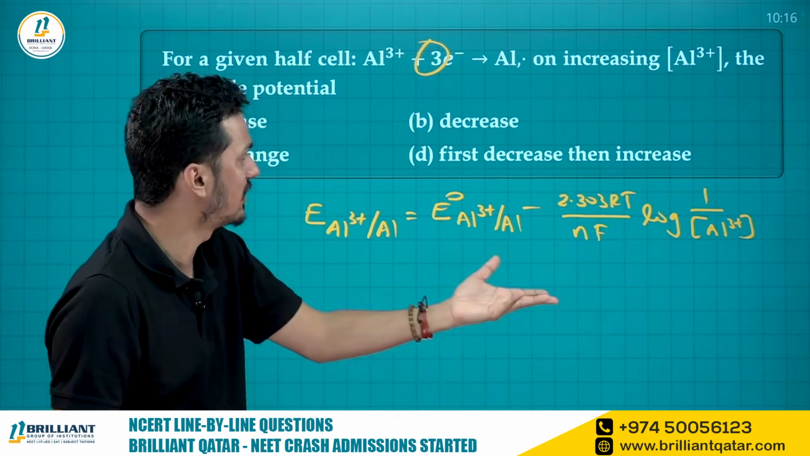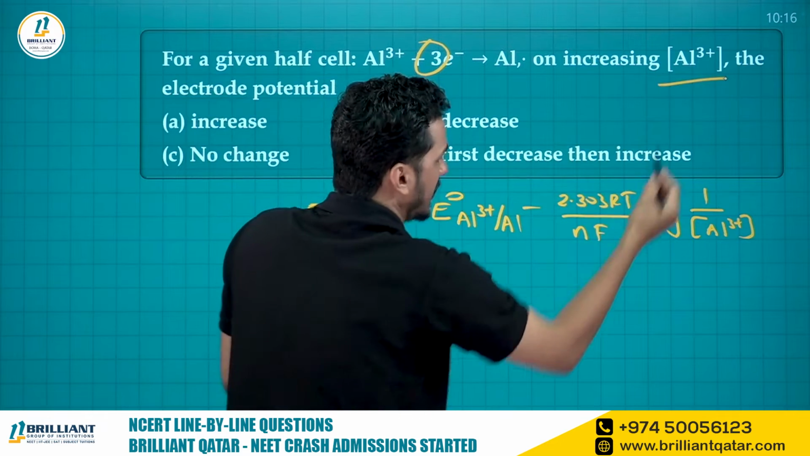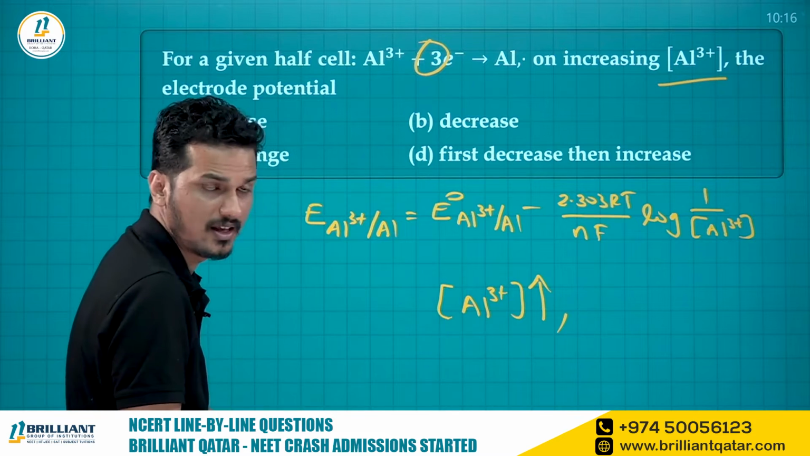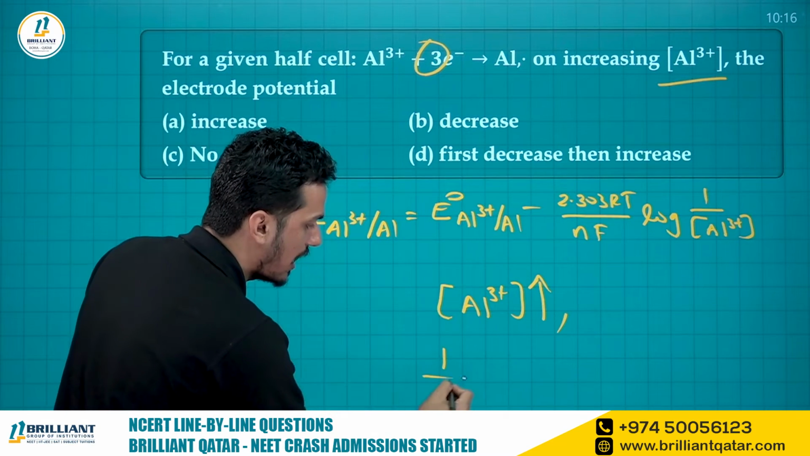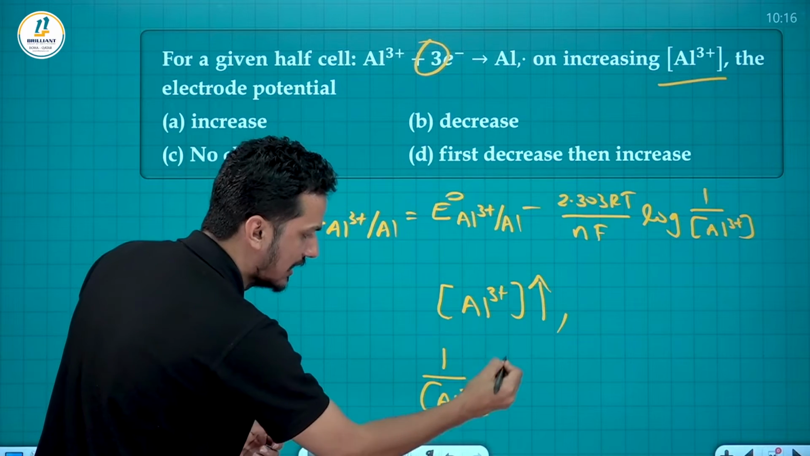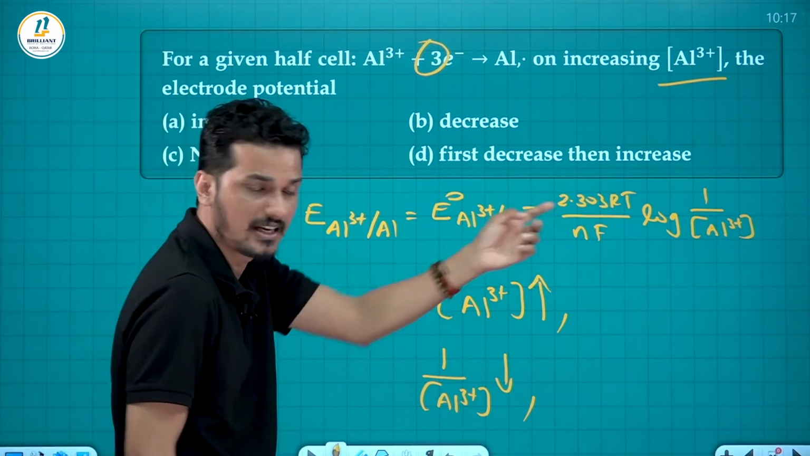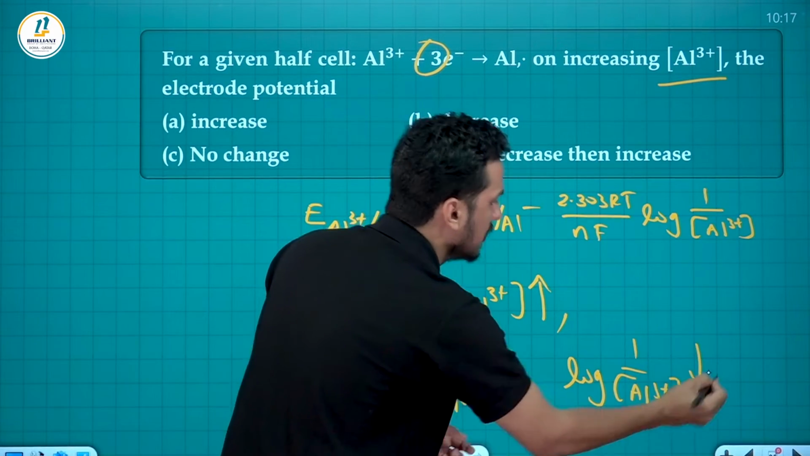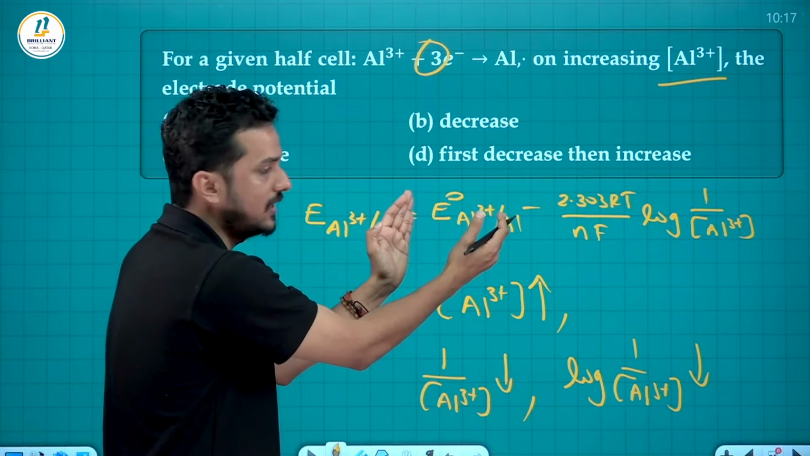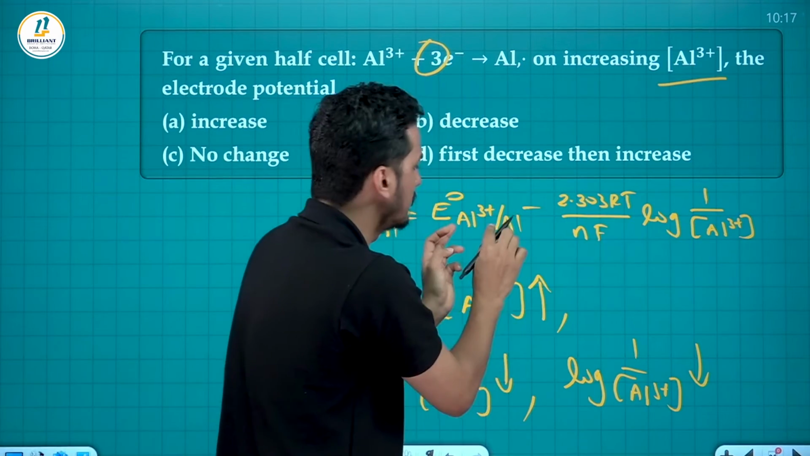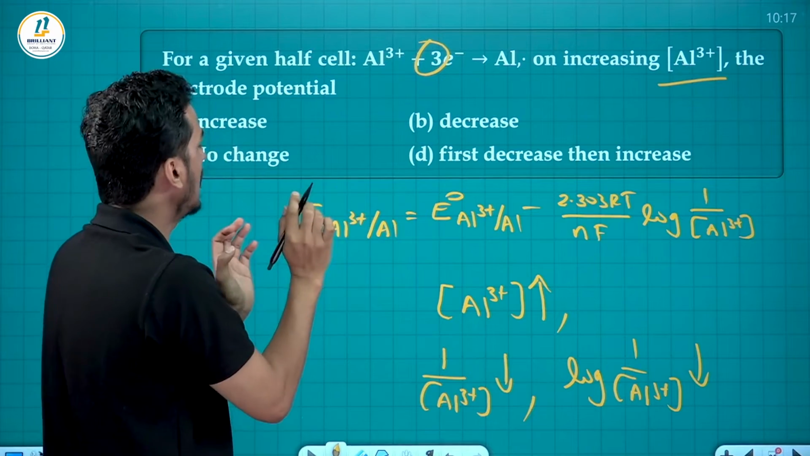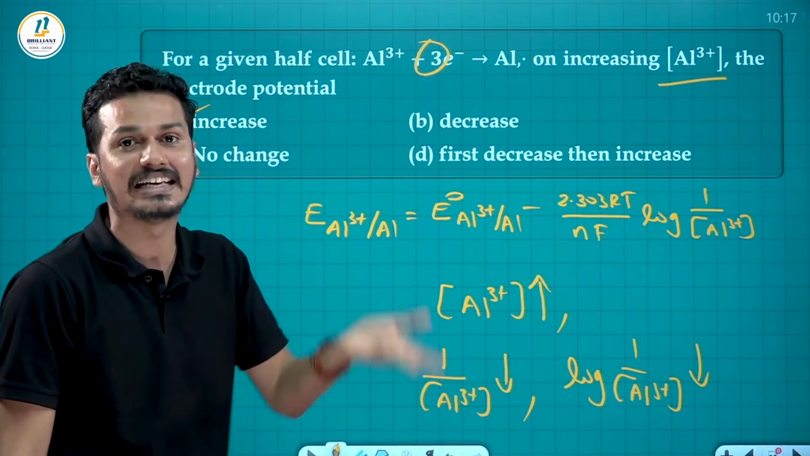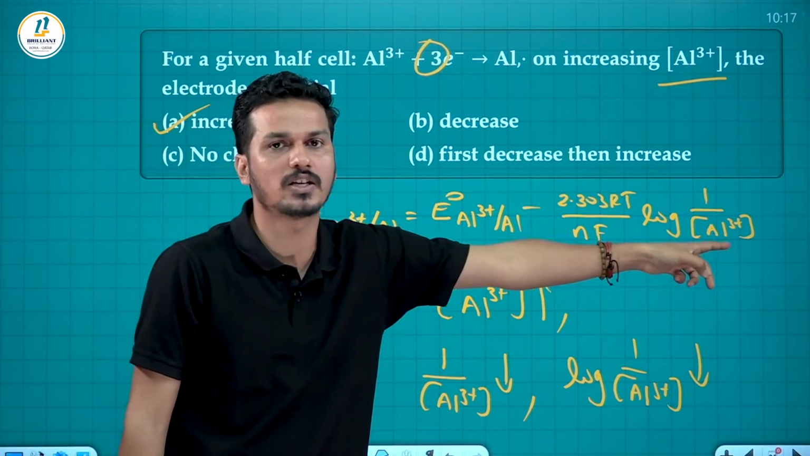Then what's the idea they are telling? They are telling you are increasing the Al3 plus concentration. Whenever you increase the concentration of Al3 plus, what will happen? That 1 by Al3 plus value will decrease. That decrease means the logarithm of that value also will decrease. So you are subtracting a small value from this one, which means the potential will be increasing. So the idea is it increases. The Al3 plus bar Al value will increase while you are increasing the concentration of Al3 plus.